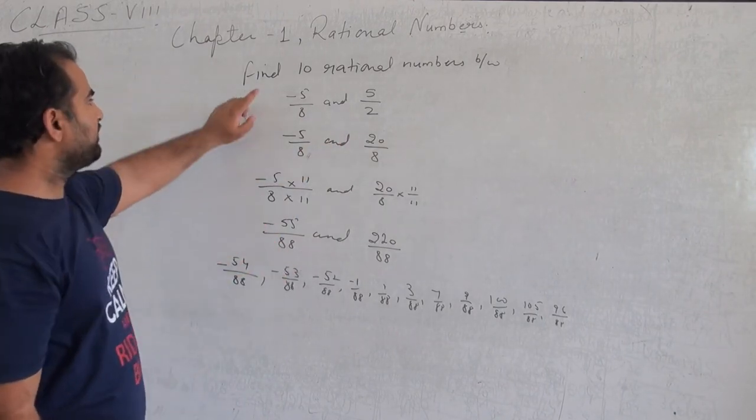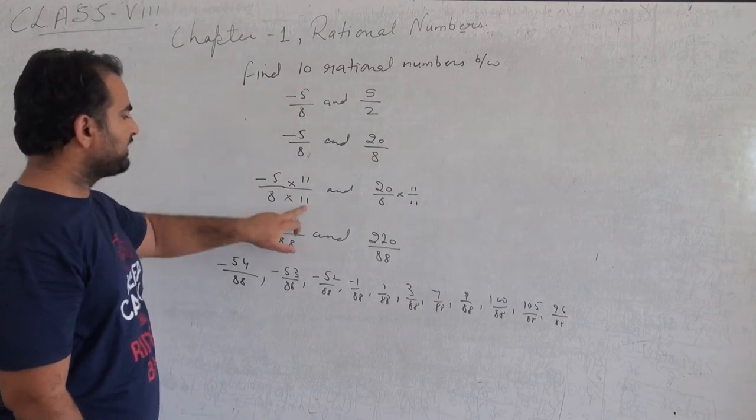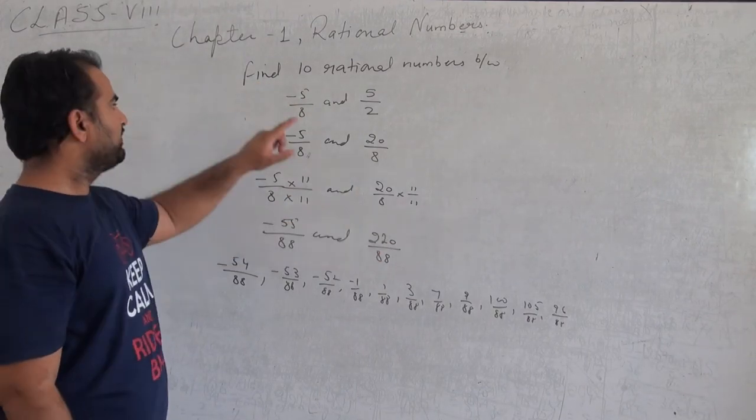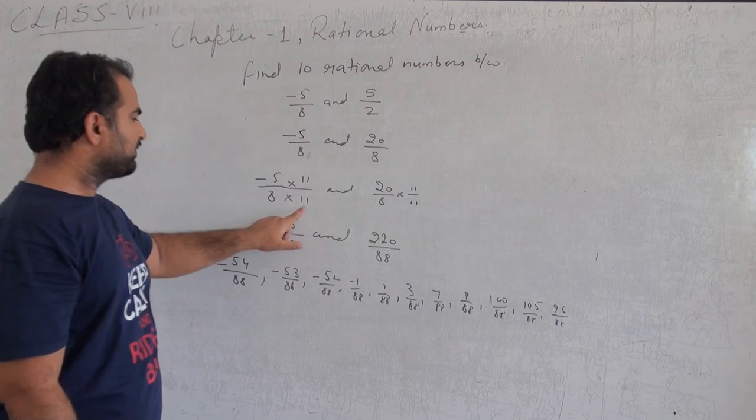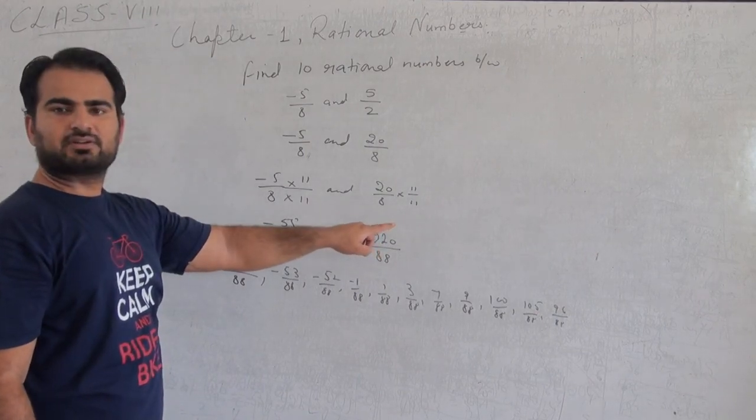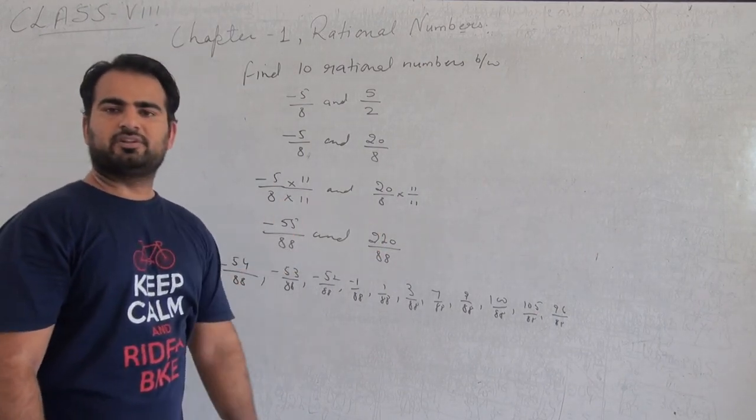Okay, if we have to find 11 rational numbers, then we will multiply by 12. And if we have to find 50 rational numbers, then we have to multiply by 51, so that we can have the rational numbers in between them.